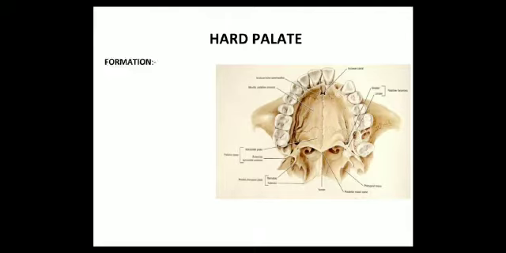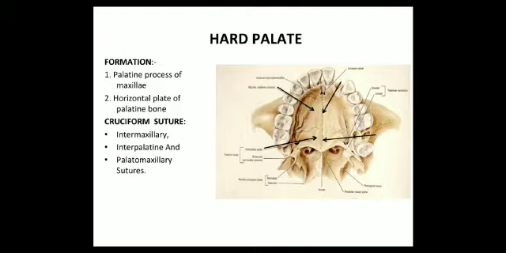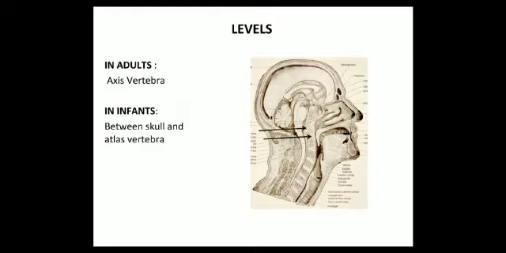The hard palate, as we have seen in the base of the skull, is formed by the palatine process of maxilla and the horizontal plate of palatine bone. So, these two pairs of bones are joined by the cruciform suture, that includes the intermaxillary suture, the interpalatine suture and the palatomaxillary suture. In adults, it lies at the level of the axis vertebra, but in infants, it lies between the skull and the atlas vertebra.